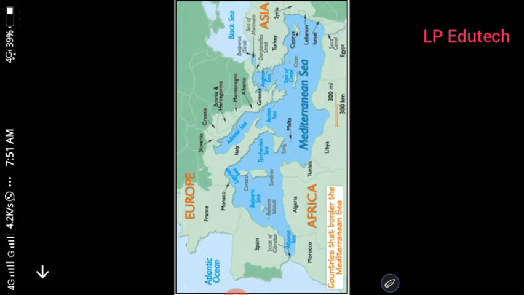Even landlocked seas have higher salinity than open seas, as the rate of evaporation is more and there is a lack of supply of fresh water from large rivers. Thus, there is a difference in the salinity of open and landlocked seas. For example, the average salinity of the Mediterranean Sea is 39%, while the salinity of the most saline ocean, the Atlantic Ocean, is 35%.